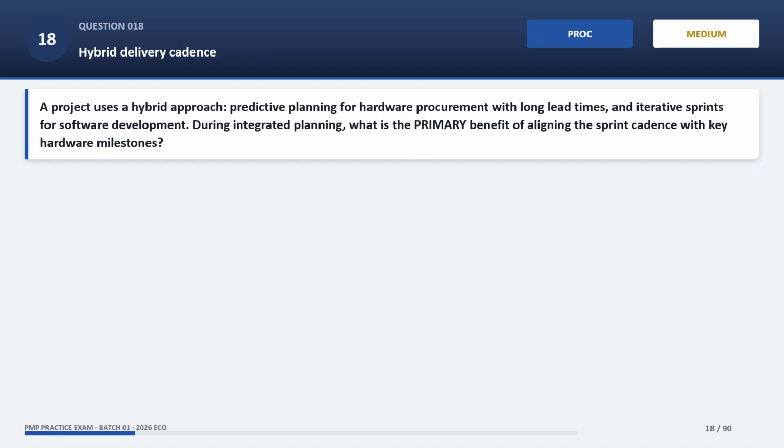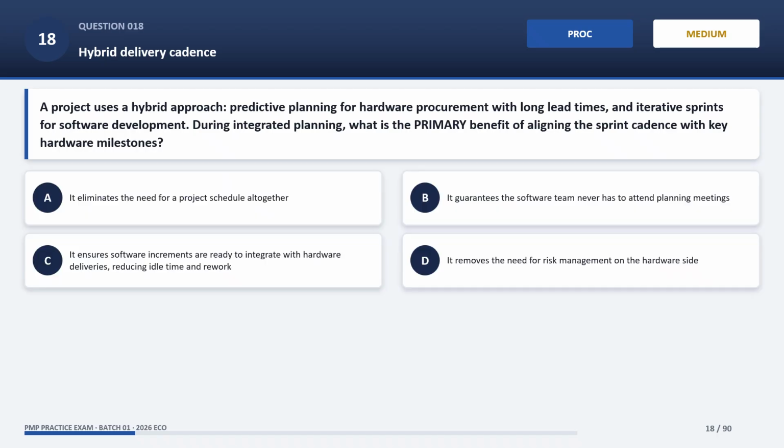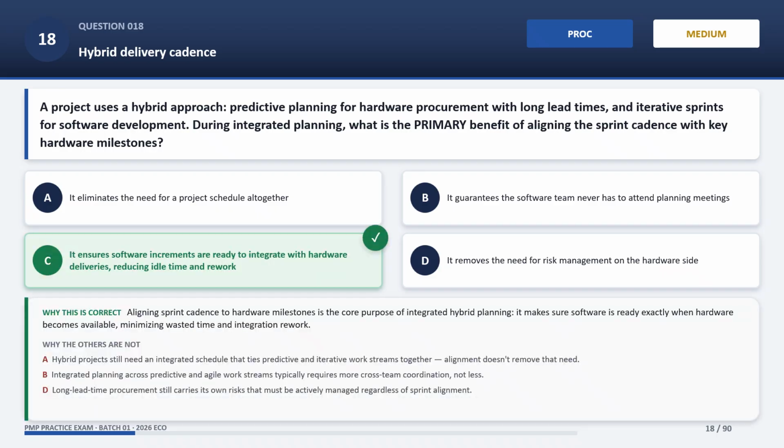Question 18. A project uses a hybrid approach, predictive planning for hardware procurement with long lead times, and iterative sprints for software development. During integrated planning, what is the primary benefit of aligning the sprint cadence with key hardware milestones?